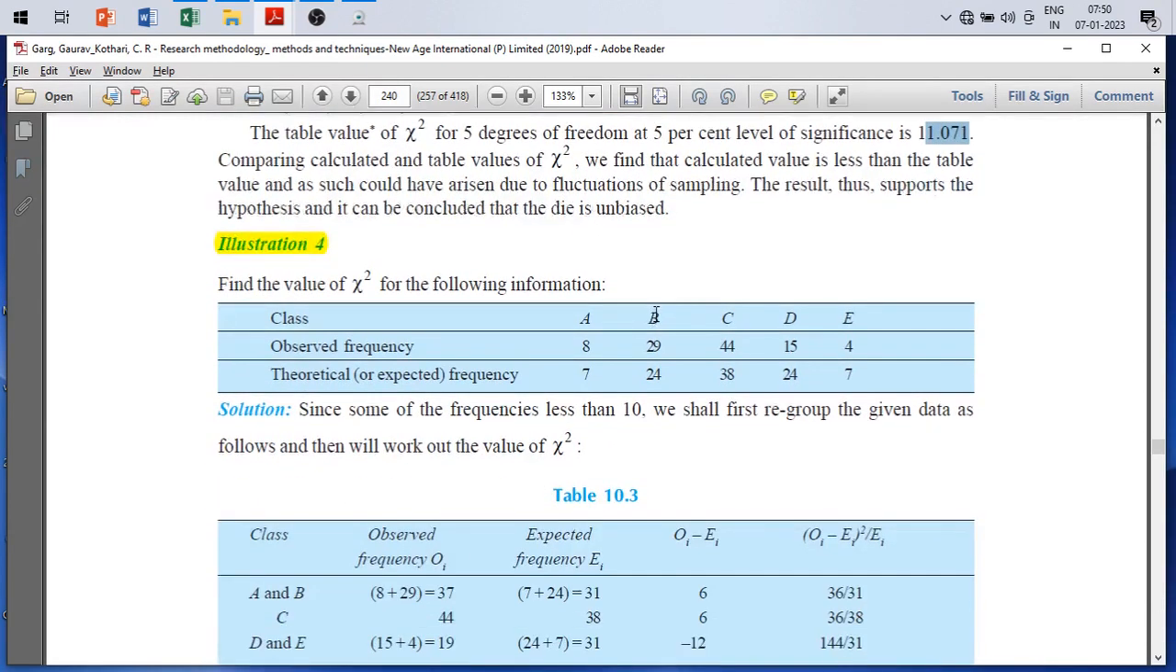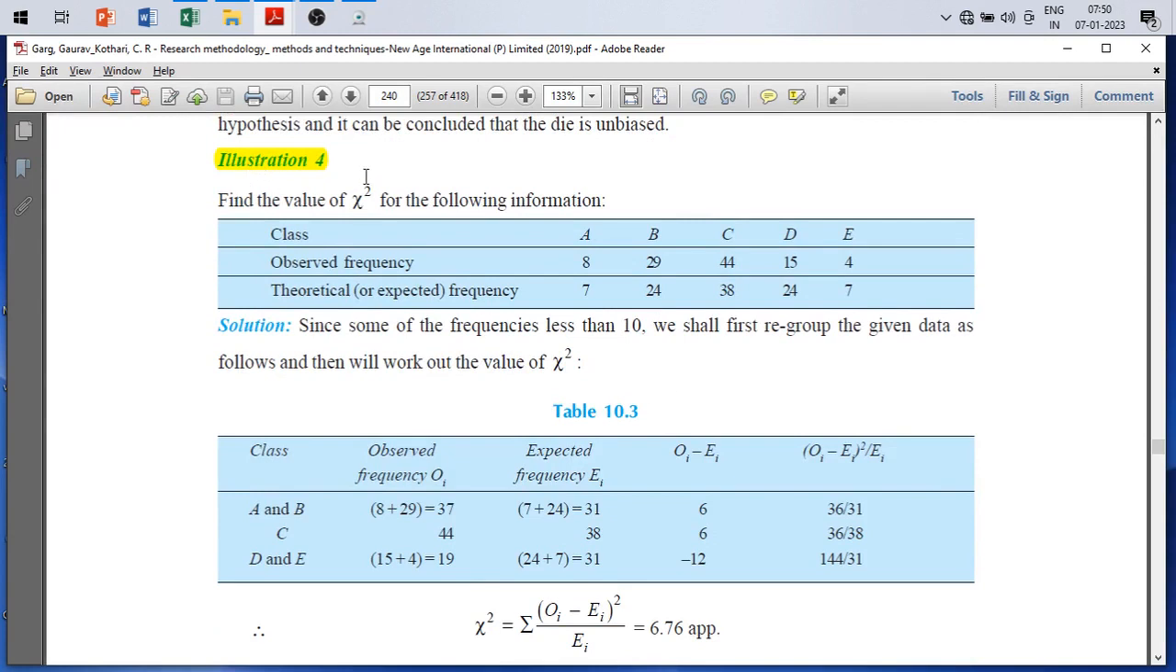Okay. Let us look at example 4. It says find the value of chi-square for the following information. We are given these classes or categories A, B, C, D, E. The observed frequency is given, and the theoretical or expected frequency, by whatever assumption they have calculated. We have to just calculate the chi-square value. Generally we do observed minus expected, square of that divided by expected, and add them.